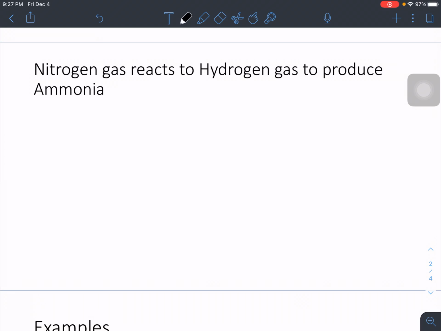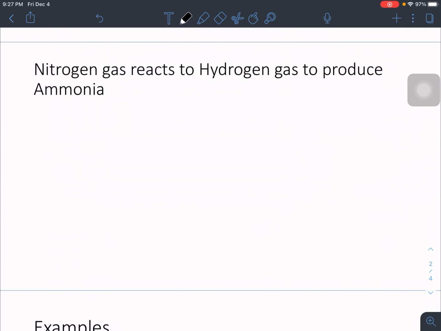Hello. So I will be discussing how to write and balance a chemical equation. Okay, so let's first try to write this sentence into a chemical equation. For this, it is important for you to know how to convert chemical names into chemical formulas. So we'll do this step by step.